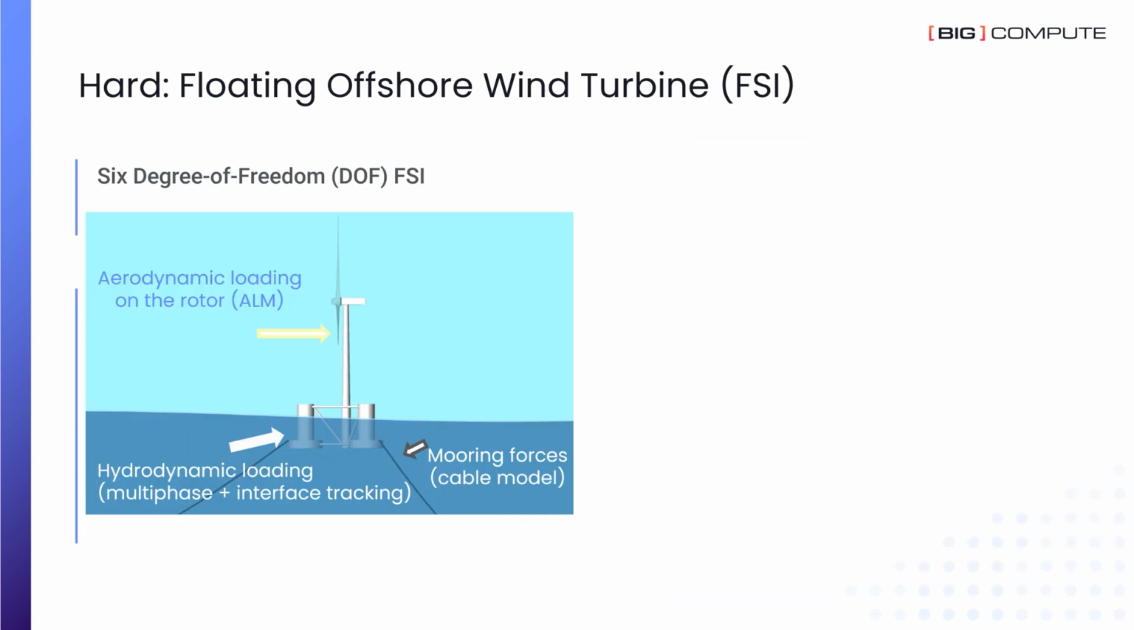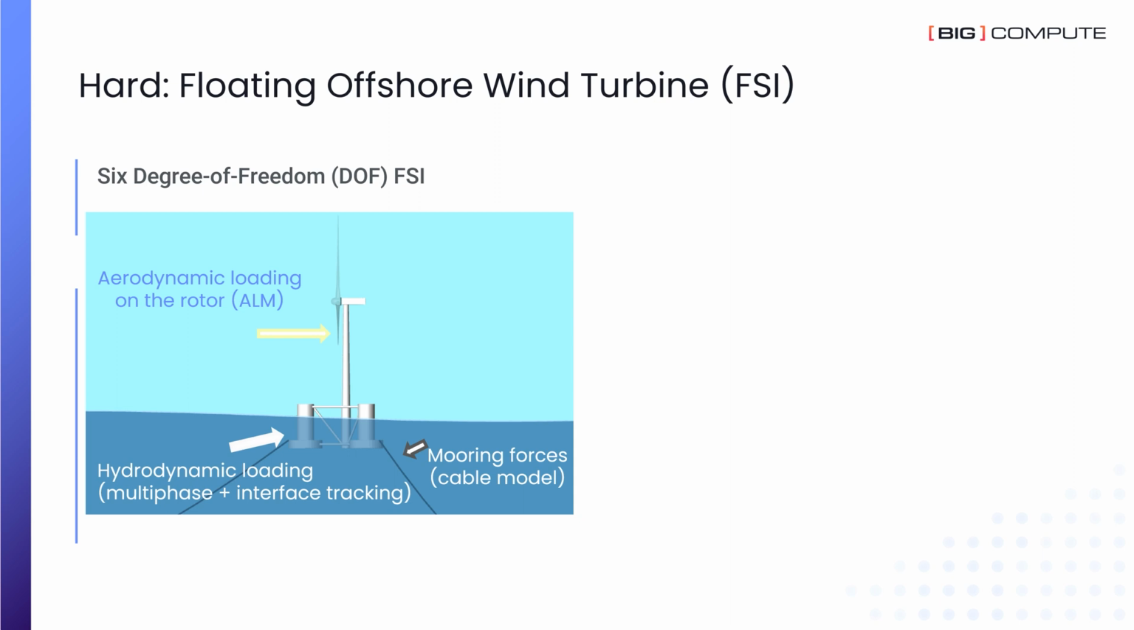Now, the more difficult problem is the floating offshore wind turbine. And so when we talk about simulating a floating offshore wind turbine, we're talking about a 6 degree of freedom fluid structure interaction problem. The floating offshore wind turbine can move in all 3 coordinate directions, and it can rotate around all 3 coordinate axes.